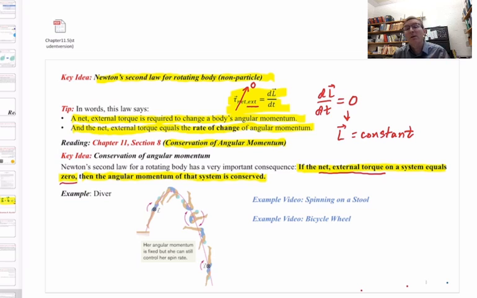Second conservation law, conservation of linear momentum. What was the condition that had to be true? The net external force on the system you've chosen must equal 0. Then, capital P, linear momentum of the system, equals a constant.